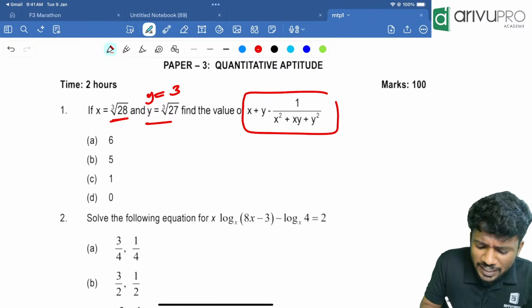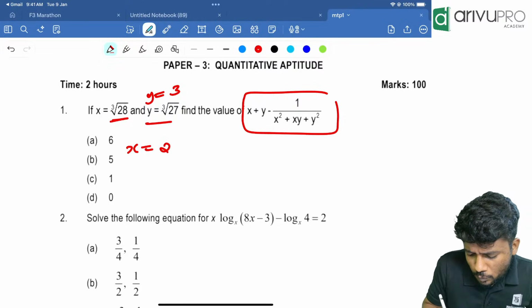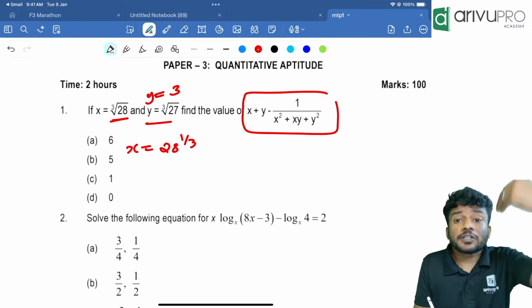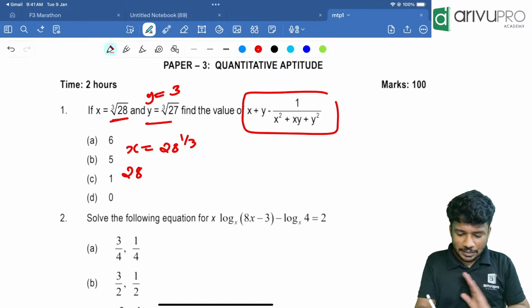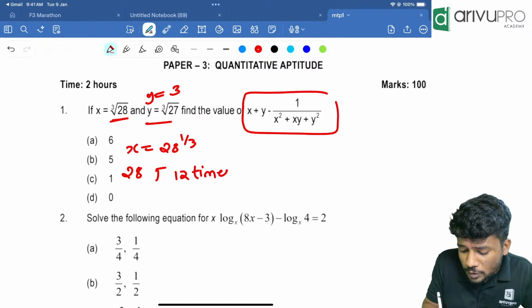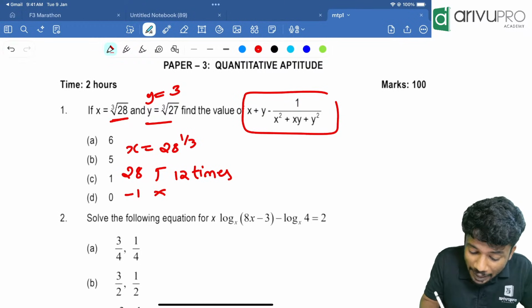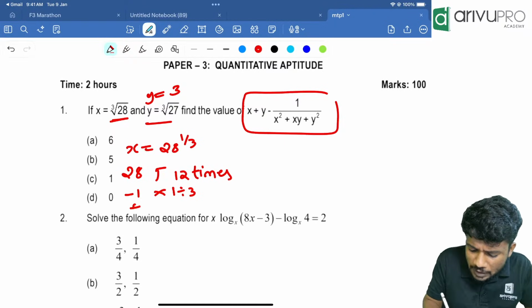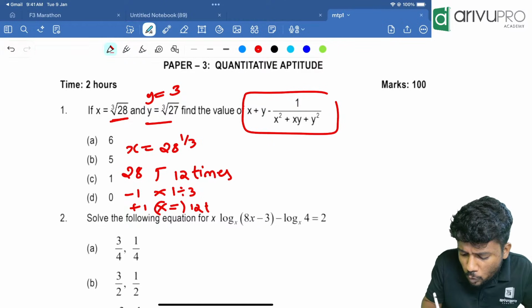Okay, first of all, we need to find the value of cube root of 28. X is equal to what? 28 raised to 1 by 3, correct? How will you find the value of 28 cube root? Take your calculator, type 28, then root, how many times you will click? You know the shortcut, right? Root 12 times you will click, then minus 1, then multiply it with the power. Power is how much? 1 divided by 3, then plus 1, then into equal to, how many times? 12 times.